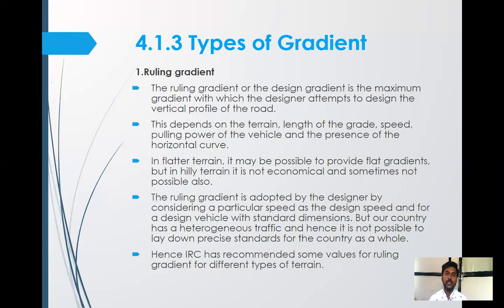The type of gradient depends on the terrain of that road area, the length of that gradient that we have to provide, then the speed of the vehicle, then the pulling power of that vehicle. Okay, that pulling power, that is horsepower of the vehicle, depends on the vehicle type, and the presence of the horizontal curve, whether there is a horizontal curve.